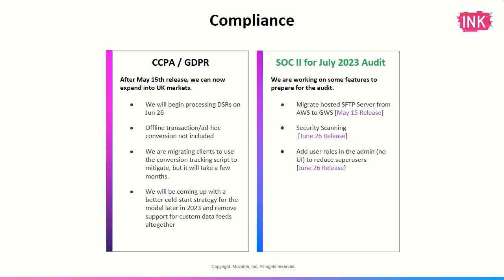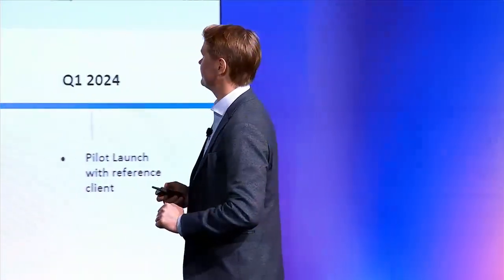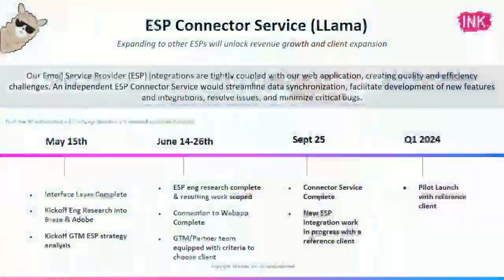And then the SOC 2 for July. So we're going through a whole audit, so the DaVinci team will achieve the SOC 2 Type 2 compliance, just like Movable Ink Studio has. We've had that for years. But this is part of that process of taking that coherent path acquisition we made 2 years ago and making it ready for enterprises. The last thing I'll talk about is this thing we call ESP connector service.